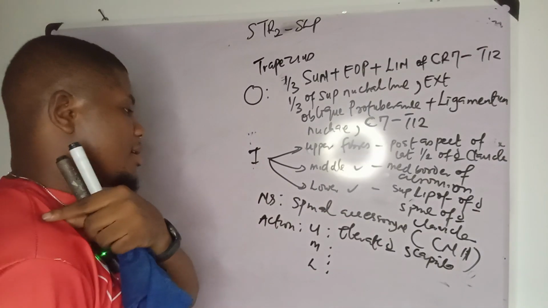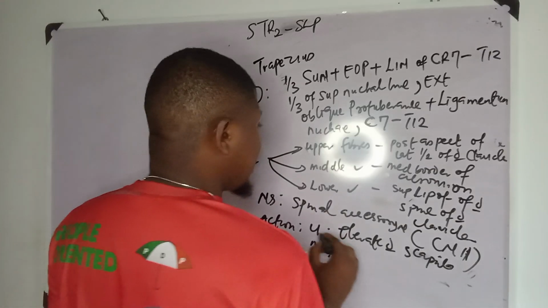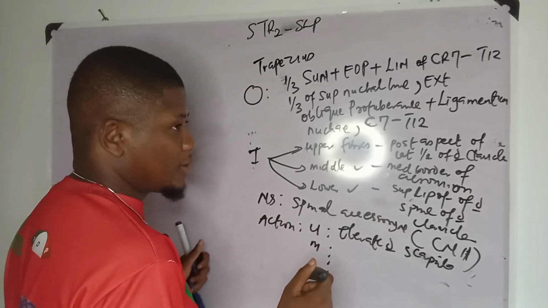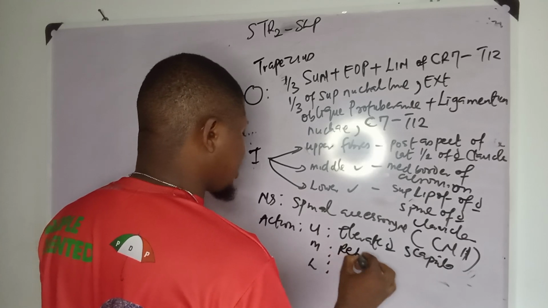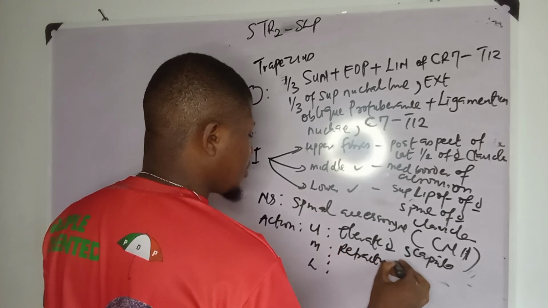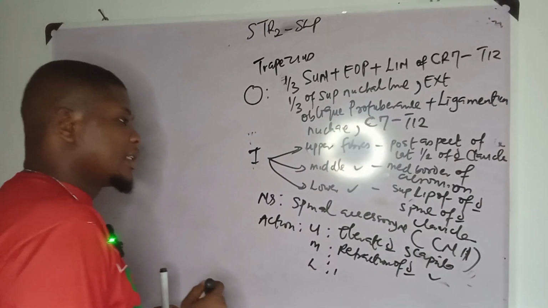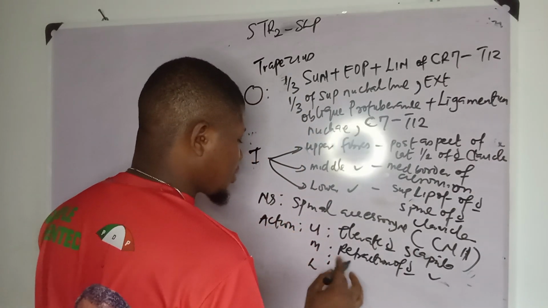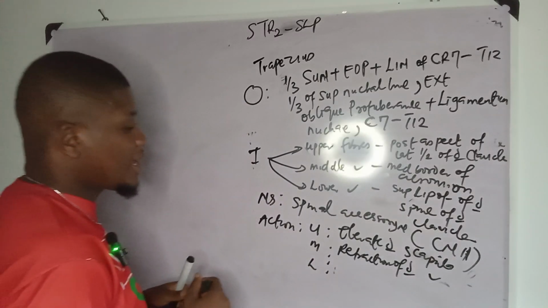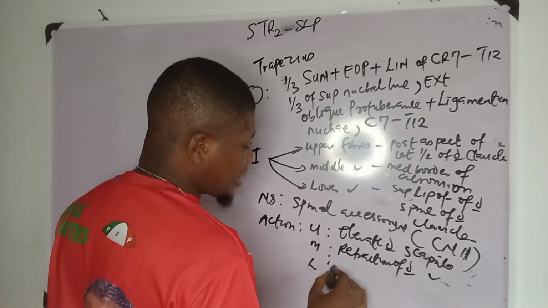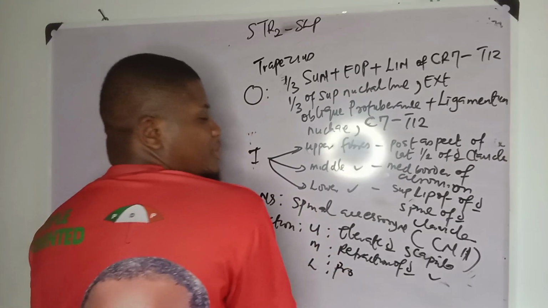So upper fiber helps in elevation of the scapula. Then middle fiber helps in retraction of the scapula. Then inferior fiber helps in what? This inferior fiber helps in protraction, that is forward movement of the scapula.